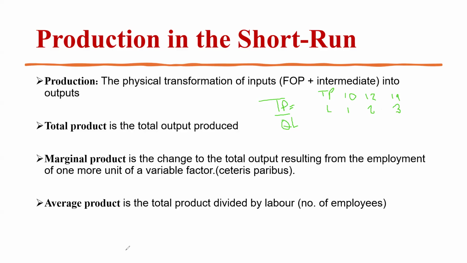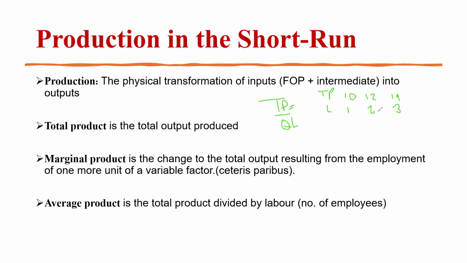So now, average product: you're trying to find out what is the production per each unit of labor? What is each worker producing? In order to find your average product, you say 10 divided by 1. Obviously, because there's only one person, your answer will be 10, meaning that one person produces 10 units.